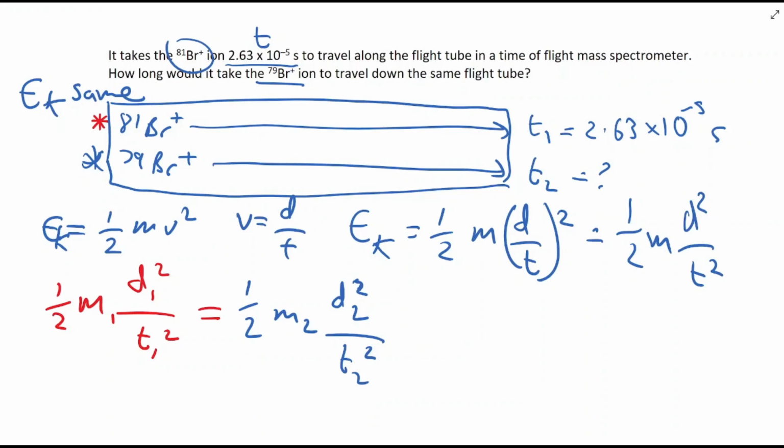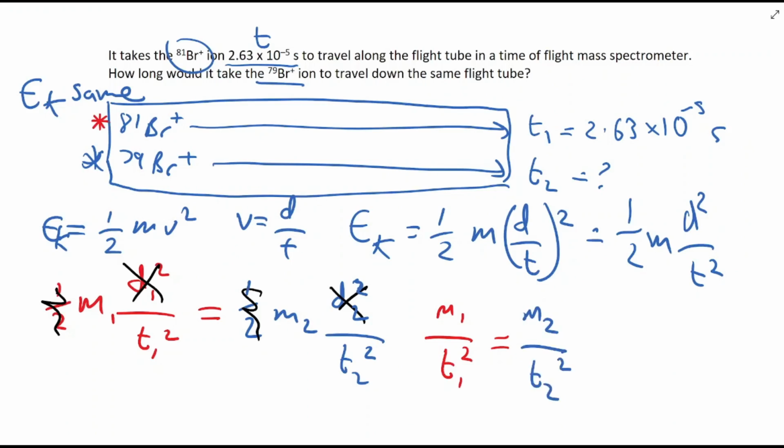So I'm going to cancel out the halves on both sides, don't need them. I'm going to cancel out the distances, don't need them because the distances are all the same. And I'm going to simplify this out, and it's going to look a little bit like this. It's going to look like M1 over T1 squared equals M2 over T2 squared.